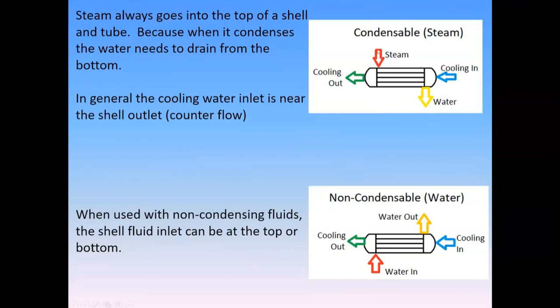So the steam generally is going to have to come in from the top, which means any water that's formed will collect at the bottom and be able to make its way out of the shell and tube heat exchanger. So if we're trying to turn steam into water, we do have to be careful that steam is going to have to come in from the top and water is going to have to leave from the bottom.